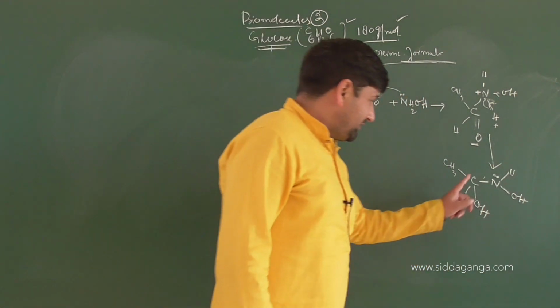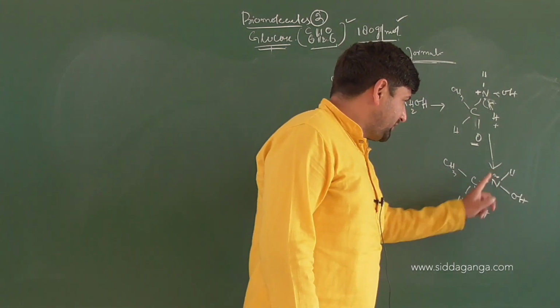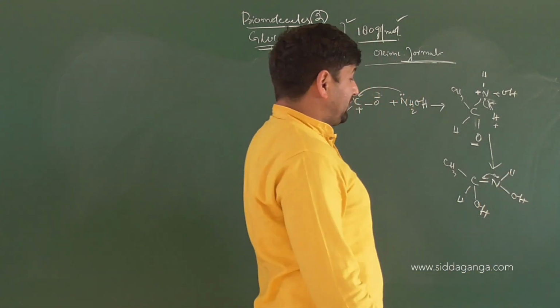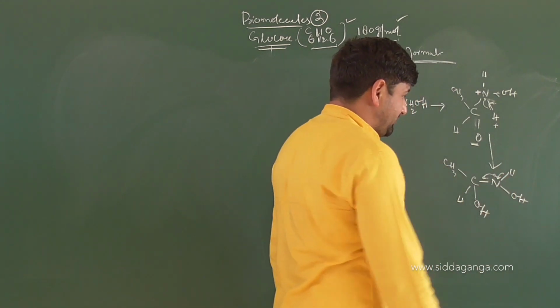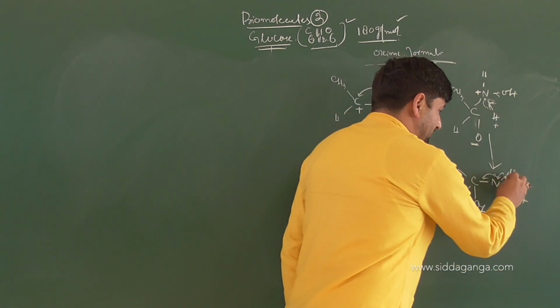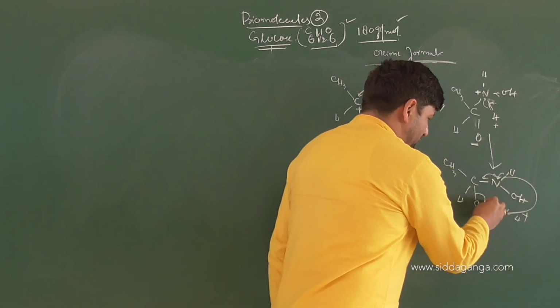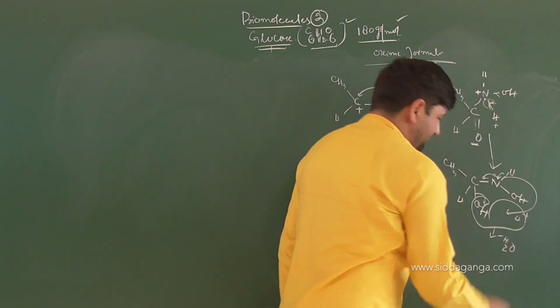Am I clear? Now have a look. This nitrogen donates an electron pair in. Due to that, what will happen? This H plus will donate electrons back to the nitrogen system. What will this hydrogen come out as? Hydrogen comes out as H plus, which will combine with OH and result in the formation of water. So elimination of water occurs.